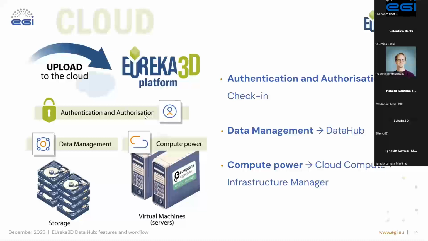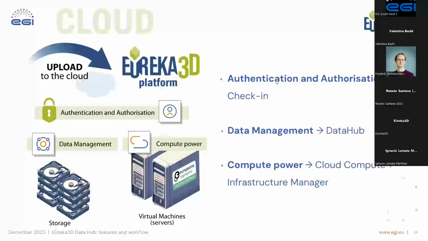model. So once we have completed the trip through the capturing and the digitization process, it's time to move to the cloud. And here, I want to highlight these three components again. The first one is the authentication and authorization that is run by Check-in, the data management that is run by Data Hub, and the compute power that is run by Cloud Compute. And I will also talk about the Infrastructure Manager, which is a tool that helps us to deploy things in the cloud. So I will go one by one to show you what we have and what we are doing in each of these aspects.